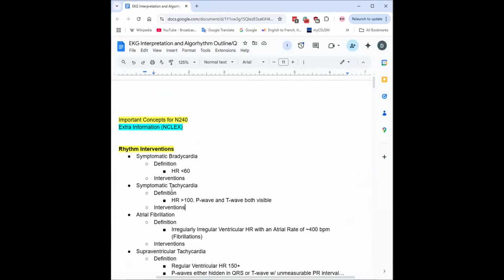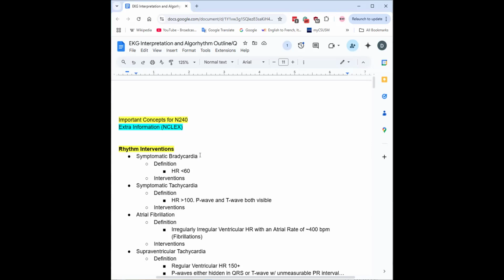And I know we did talk about some of the rhythms a little bit yesterday. Yesterday was mostly the basics, but since I know you guys know some of the stuff, we kind of touched a little bit on it. So let's start with symptomatic bradycardia.